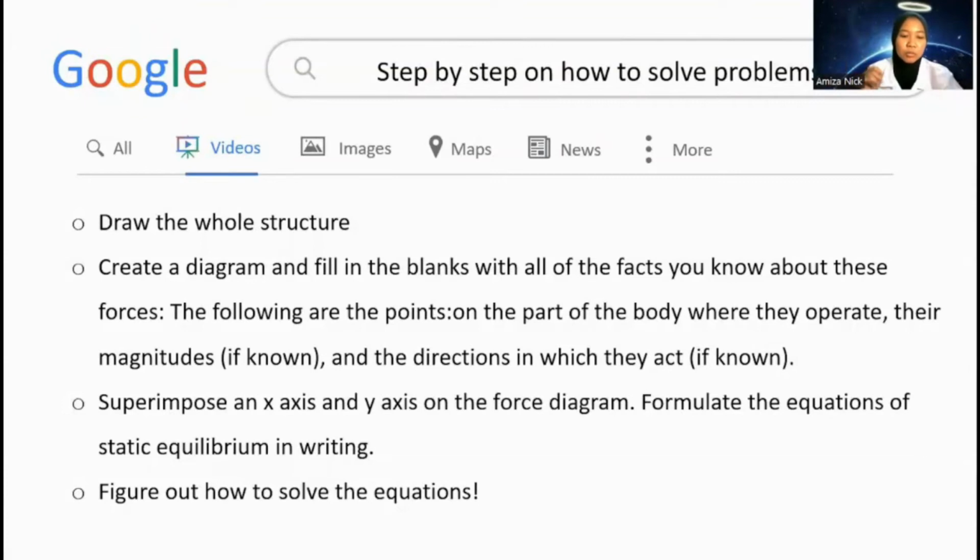The fourth one, you can superimpose an x-axis and y-axis on the force diagram. The fifth one, you can write an equation of the first condition of equilibrium in the x and y directions. And the last one, you can figure out how to solve the equation, and rearrange the equation and solve the unknowns. If the equation is not suitable, you can rearrange it until you get the answer and suitable equations.